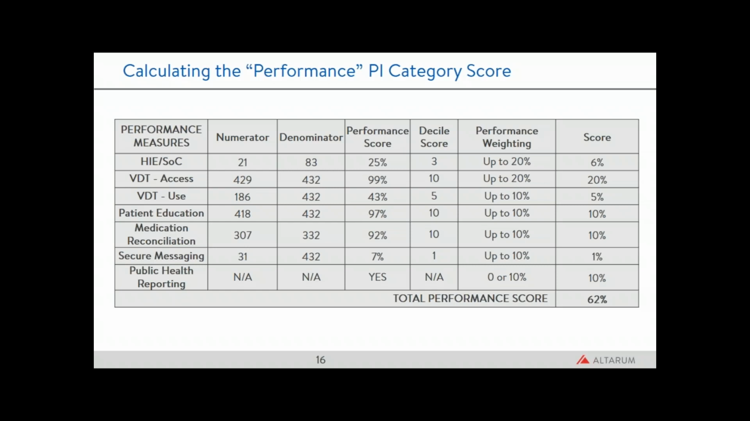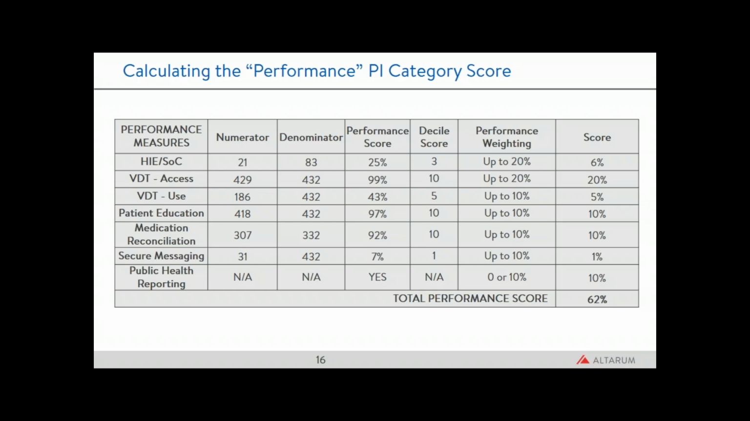VDT use is an average performance there. They've got quite a few of their patients that are actually using their patient portal. That translates to 5% or 5 points. Patient education is another one that's low-hanging fruit. We see most providers doing exceptionally well there. Same thing with MedRec. It's just a natural course of doing business or patient care. So we really see most providers doing exceptionally well, getting the full 10 points. Secure messaging, in this particular example, they're doing okay, but not real well. They really are not making full use of the secure messaging function to communicate with their patients. So they only got 1 point for that measure.